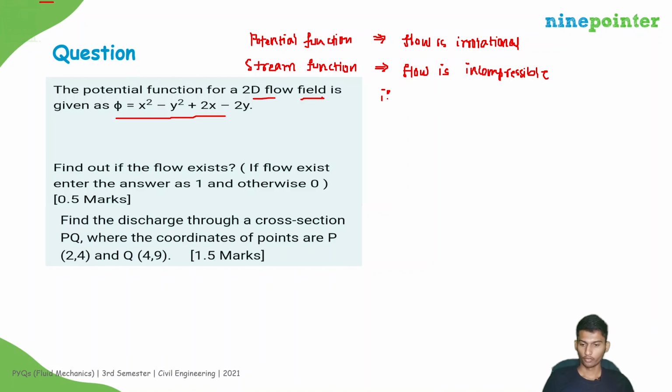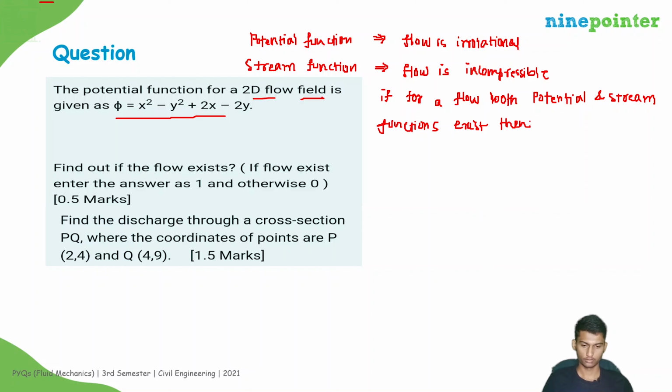So if for a flow both potential and stream functions exist, then the flow is irrotational and incompressible.